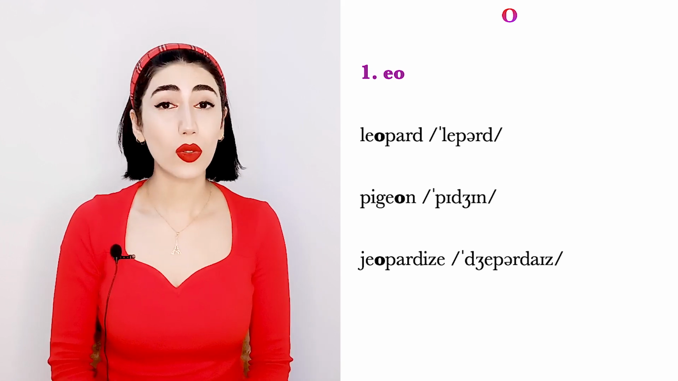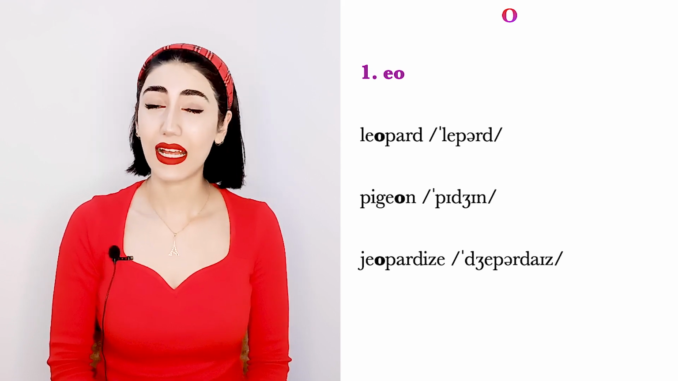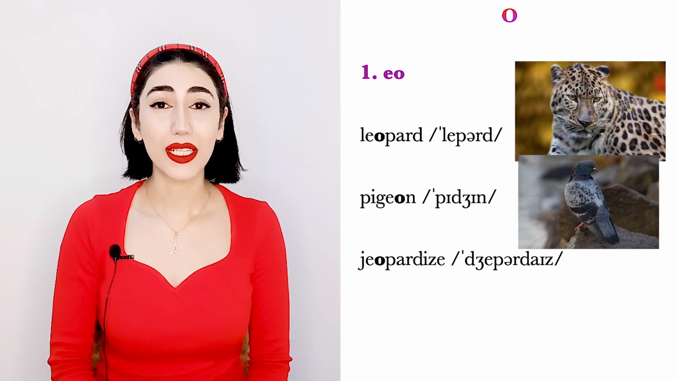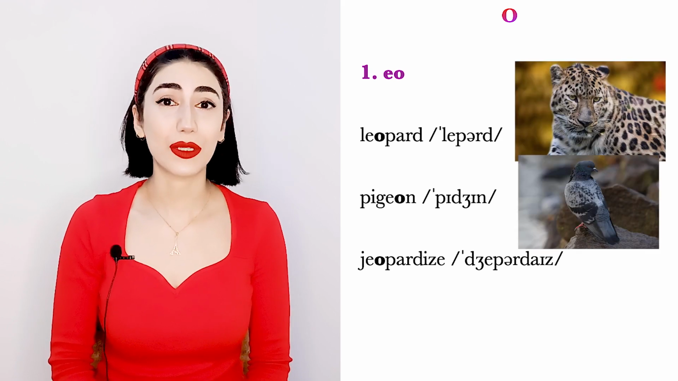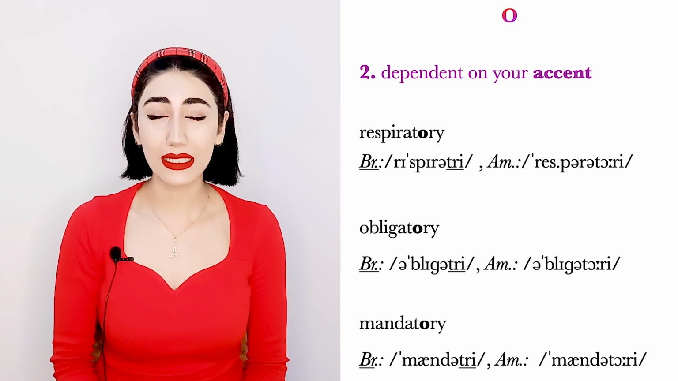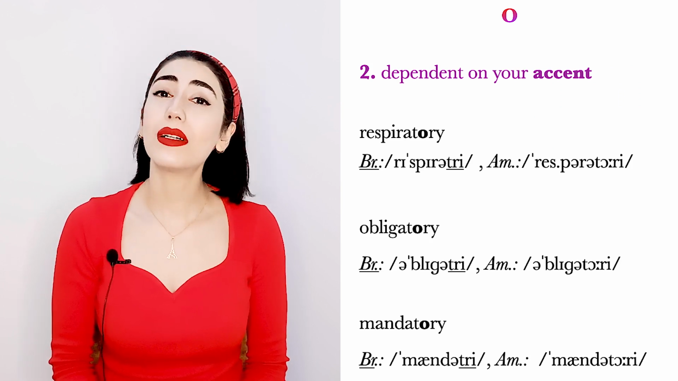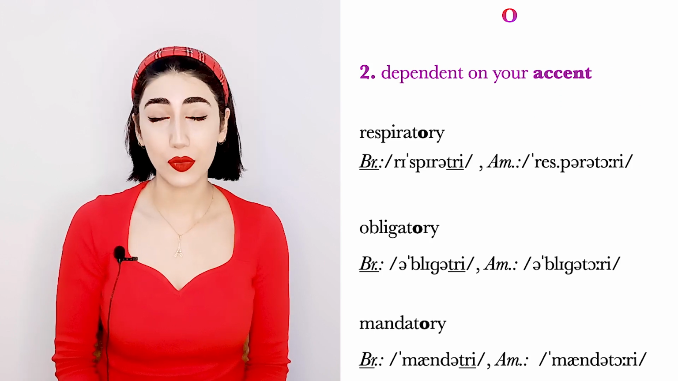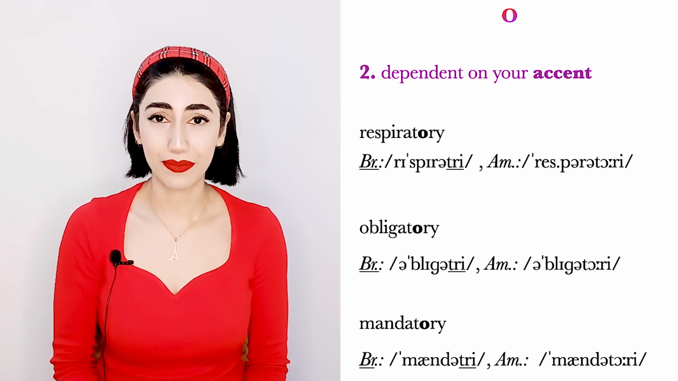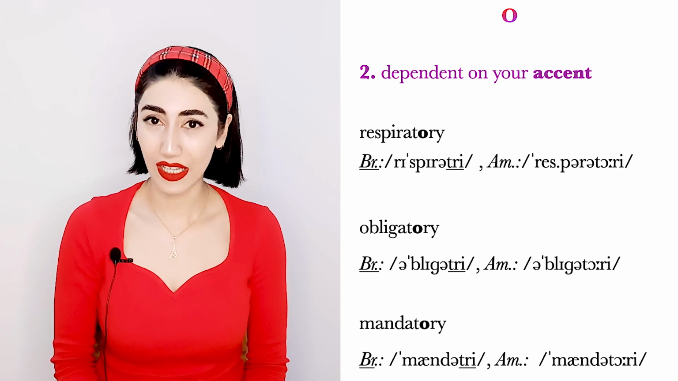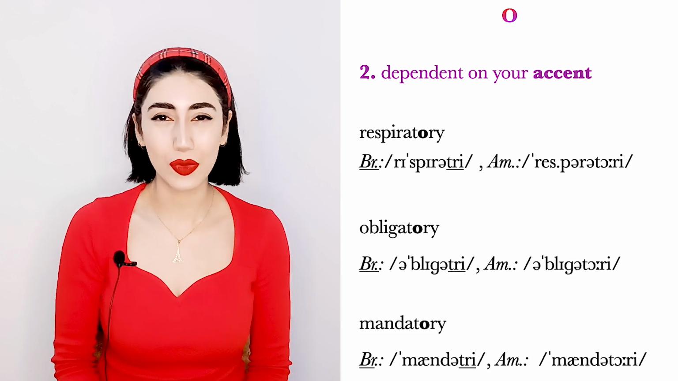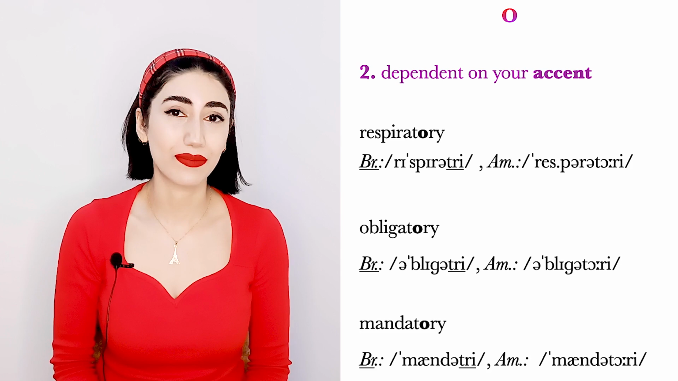And then O, it might be silent in 2 situations. First of all, when O comes after E, like in leopard, pigeon, and jeopardize. And 2, it is sometimes dependent on your accent. For example, in this word, the British would say respiratory, silent O. But Americans would say respiratory.